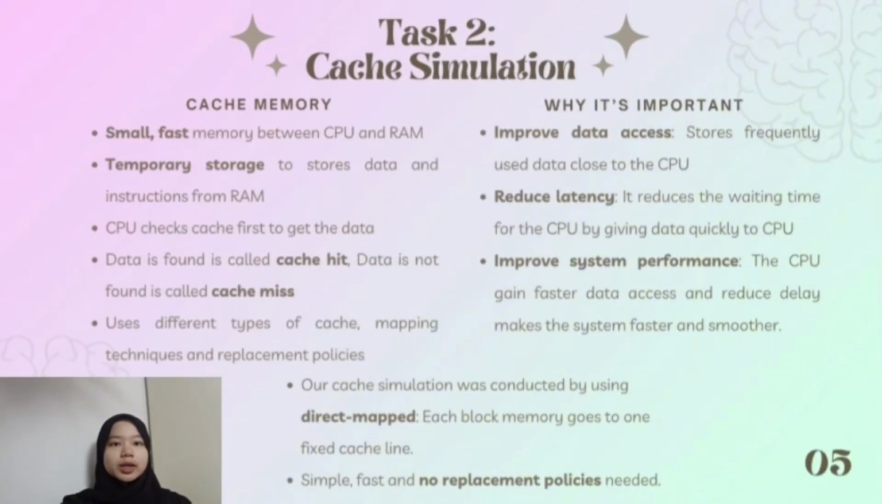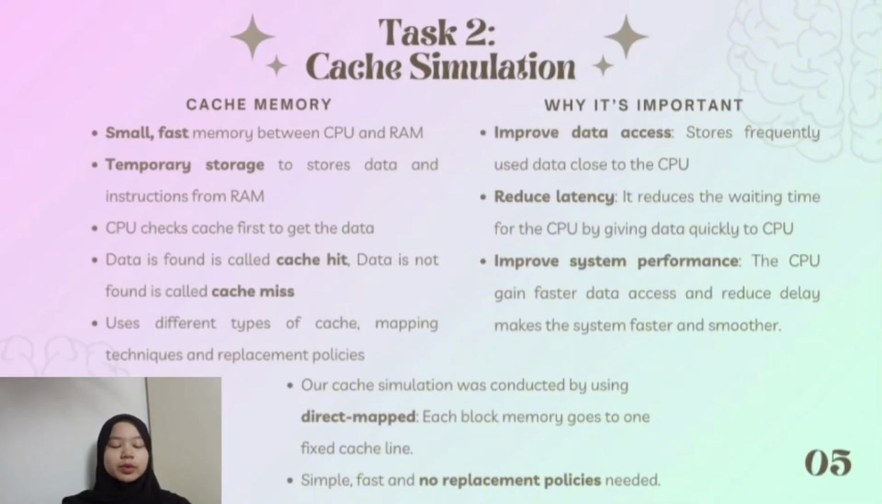In order to make cache memory work well, it uses different types of cache, mapping techniques, and replacement policies. For our simulation, we use direct mapping. That means each memory block goes to only one fixed cache line. It is simple, fast, and no replacement policy is needed.